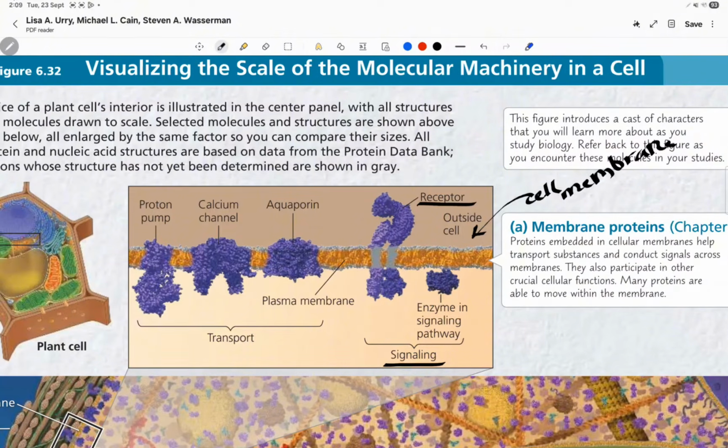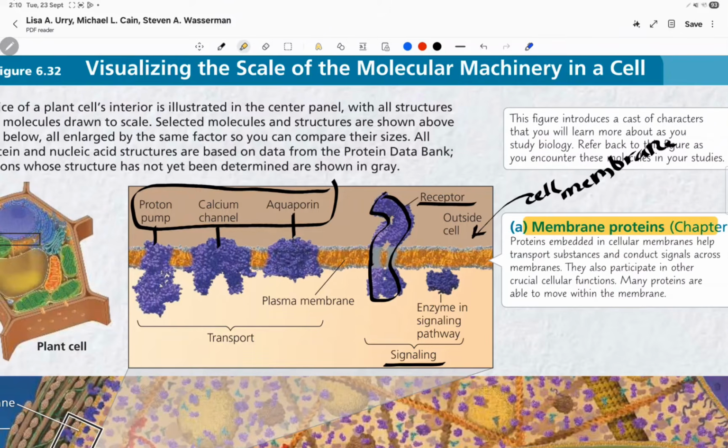If it's a receptor, it's going to be extending from the outside throughout and then from the inside. Some are going to be used for transportation of water. They're going to be called aquaporins. Some for the transportation of calcium, called calcium channels. And some to pump things from low concentration to high concentration, like a proton pump. So aquaporin, calcium channel, and proton pump will all be used for transportation purposes. All of these are going to be termed membrane proteins because they're found in the cell membrane.